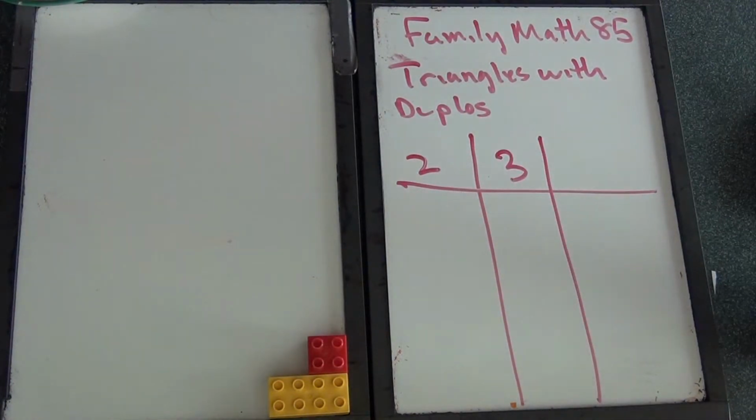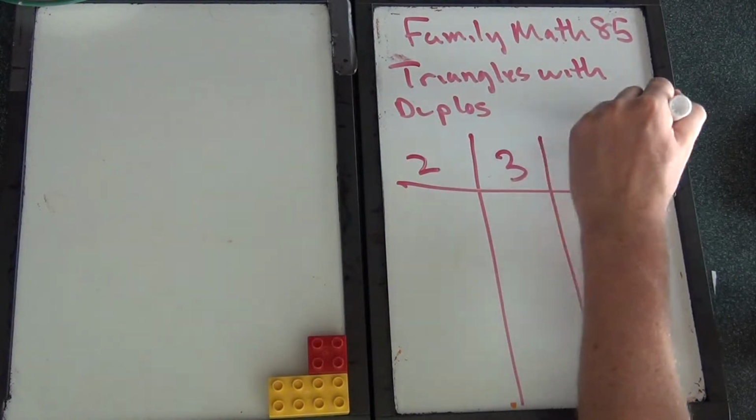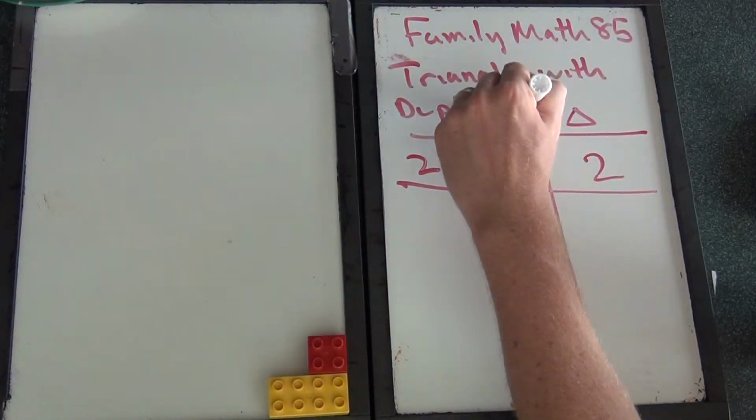And if I had a triangle that was 2 long and 2 high, a right triangle, what would its area be? It'd be 2 times 2, which is 4, and then divide by 2. It's 2. Okay, so the area of the triangle would be 2. So the triangle, and then here's our duplo.